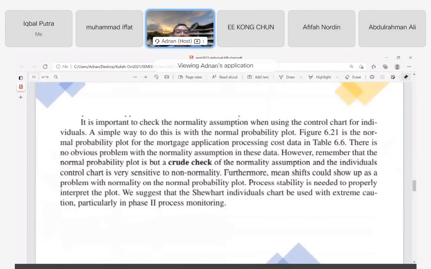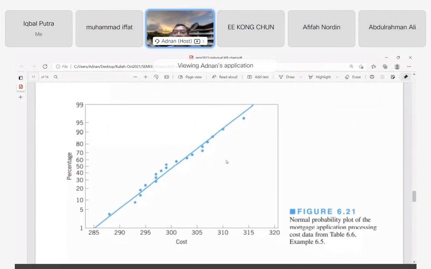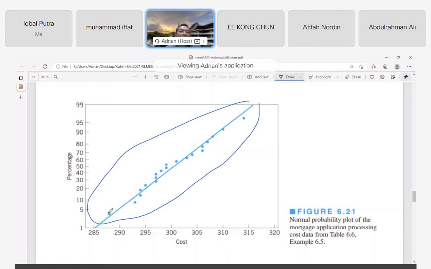I put it in this slide. How can we check normality? We can check normality, for example, using this normal probability plot. We can put this in Minitab. Minitab is one of the popular statistical packages that you can use for control charts as well. So if we have a straight line like this, and most of the points are plotted very close to the line, okay.